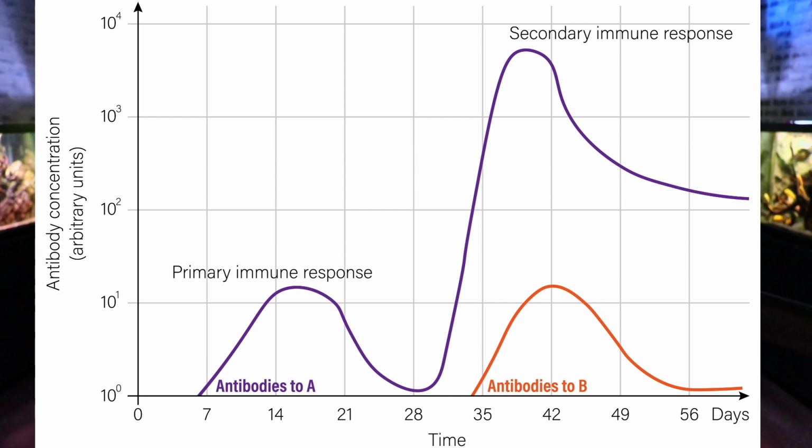Please do not get this confused, because a lot of people think the primary immune response is the innate response and the secondary is adaptive. That's not true. We're explaining what's going on with the adaptive immune response in both cases.